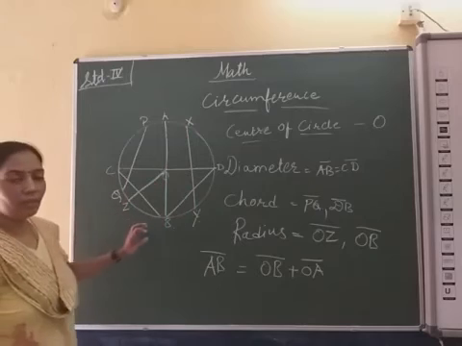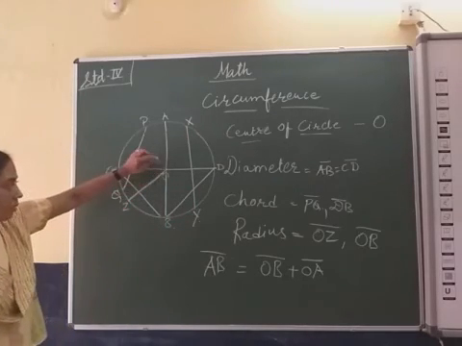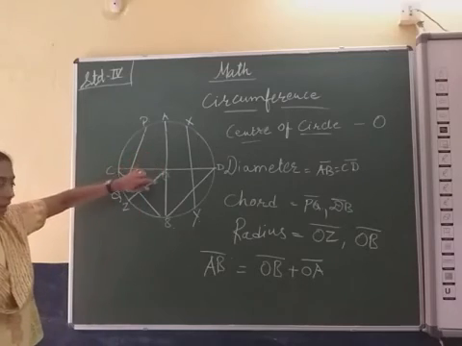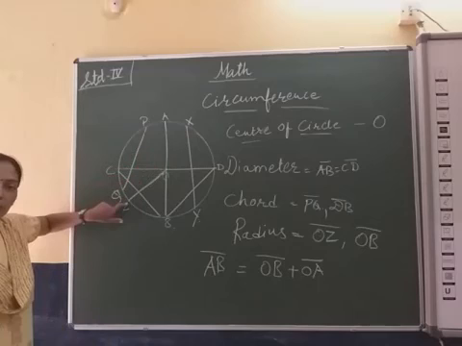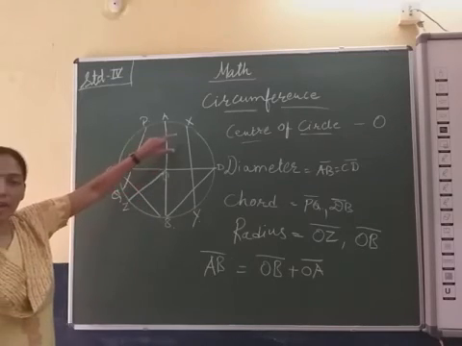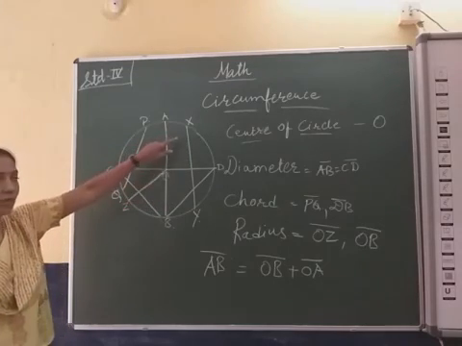The third one is radius. Radius means the line segment from the center to the circle. It is half of the diameter. We can say that the radius is half of the diameter.